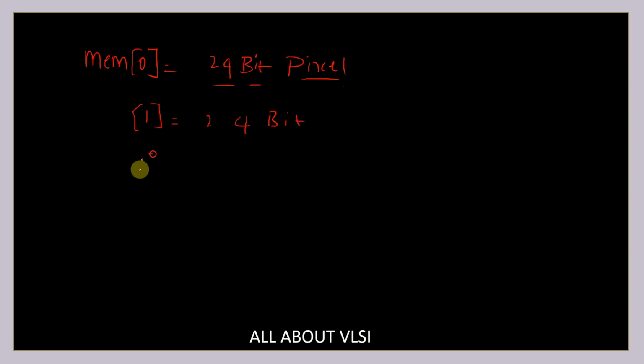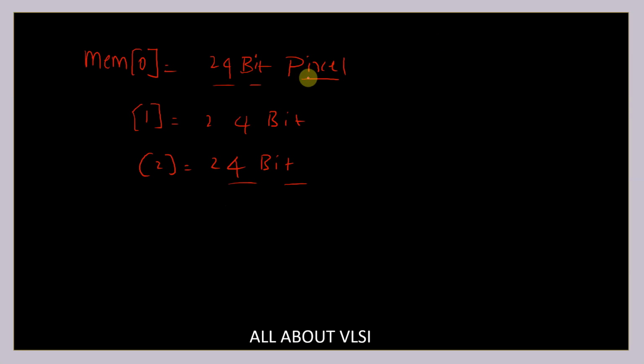Let's say I have a color image, and that color image is stored inside my array. The first memory location, mem[0], is going to have a 24-bit pixel. Since it's a color image, the width of each pixel is 24 bits, right? The next location will have another 24-bit pixel, and the next location another 24-bit pixel. So this is how the RGB image pixel information is stored inside my memory.